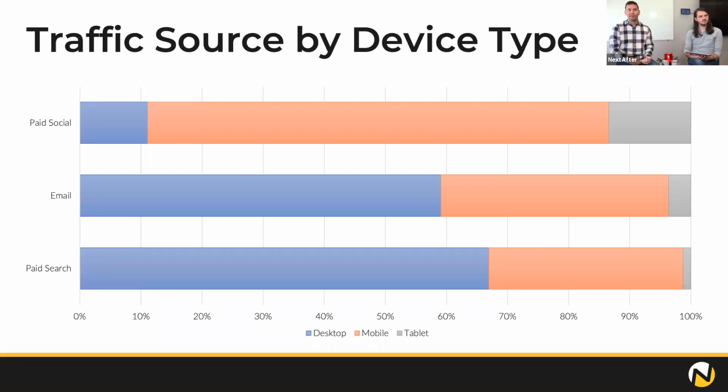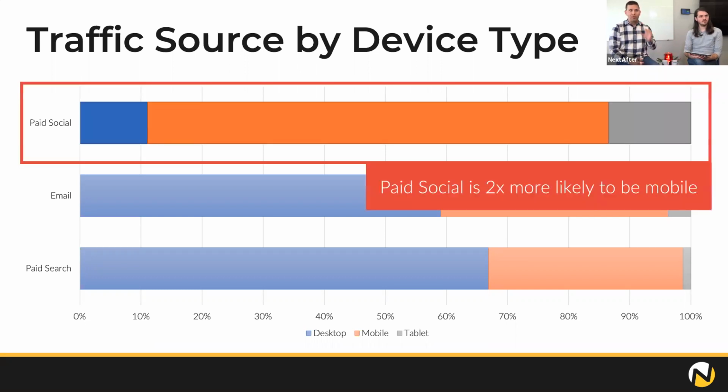In this case, desktop is the blue one, mobile is your pinkish orangish one, and then you have your gray one, which is your tablet. We found paid social is twice as likely to be mobile. This isn't surprising. We see this quite a bit. People get on Facebook when they're on their phones. So as a result, Facebook mobile advertising is one of the more prominent channels that people come through. Comparatively, email and paid search were far more likely to be desktop.